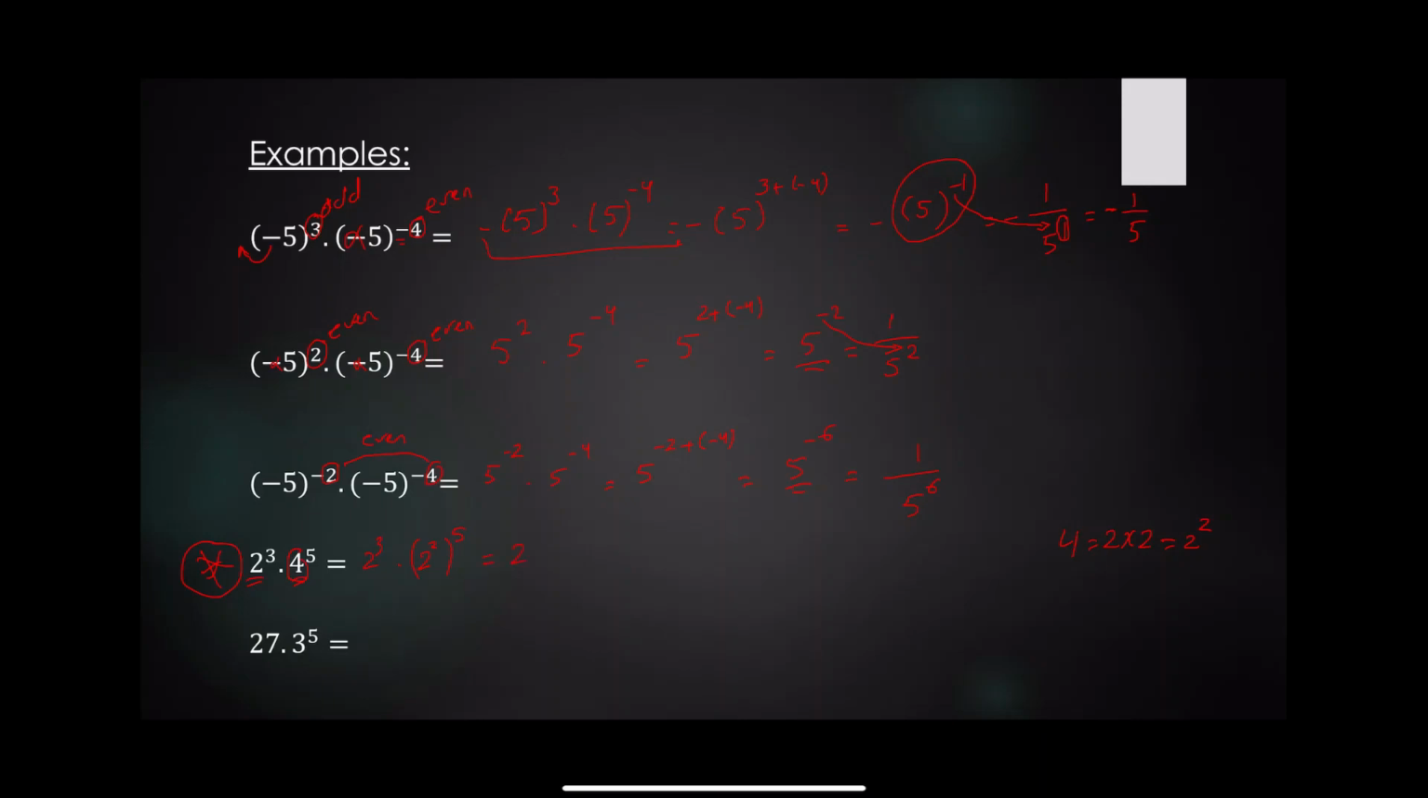So it's 2 to the power 3 times 2 to the power 2 times 5, which is 2 to the power 3 times 2 to the power 10. Now the bases are the same, so we can add 3 plus 10, which is 2 to the power 13. Another example.